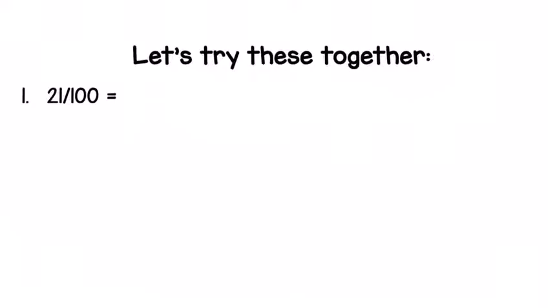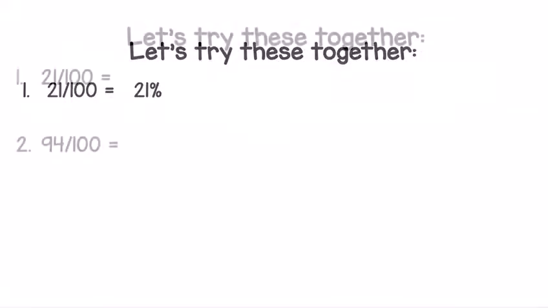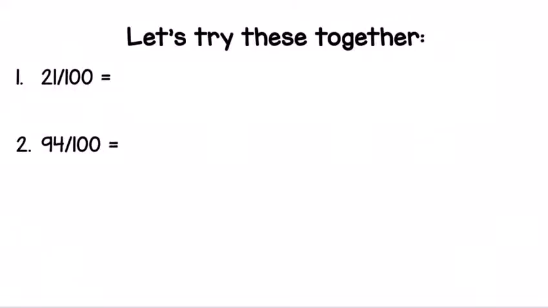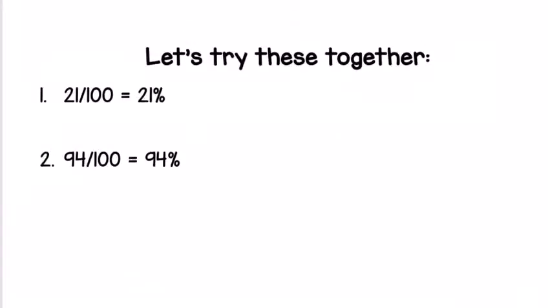So 21 hundredths. Again, the bottom number is 100, so we don't need to change anything. The numerator just tells us what the percentage will be. So 21 hundredths is equal to 21%. With 94 hundredths, again, as the bottom number is 100, we don't need to change anything. The numerator just gives us the answer as a percentage, so that must be 94%.